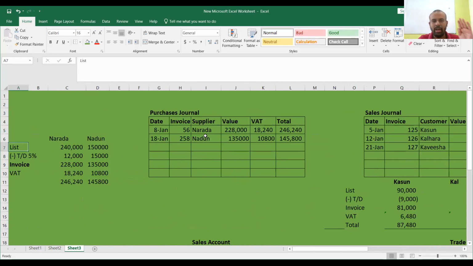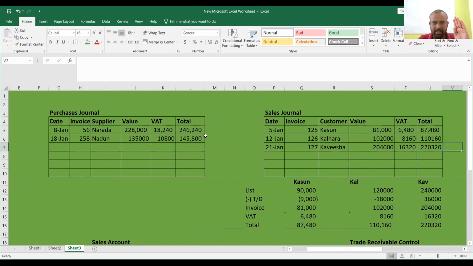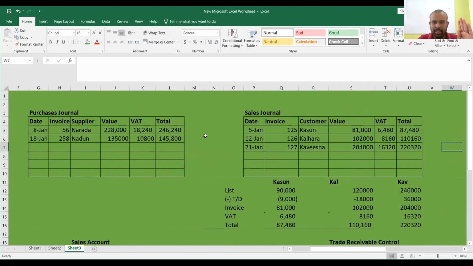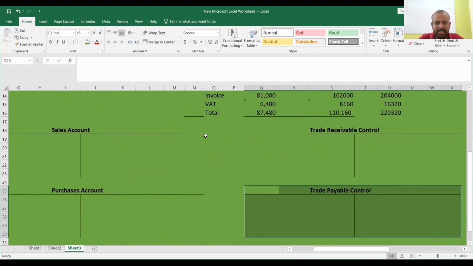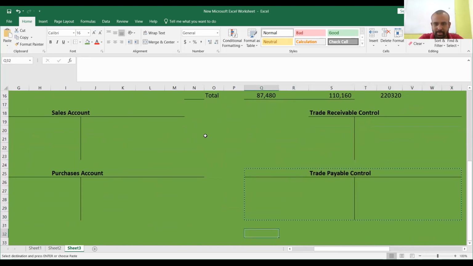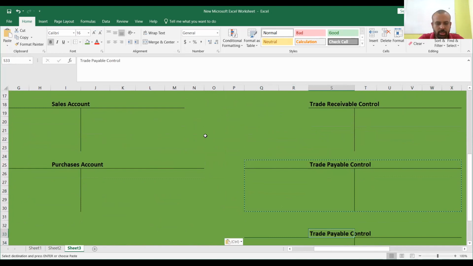What we have done so far is we updated the transactions in the journal like this. There were 2 credit purchases and there were 3 credit sales. Both we updated in the journals as well as the private ledger account. You can see, did we record anything in the VAT control account or in the general ledger? No, nothing. We have not recorded anything in the general ledger yet.